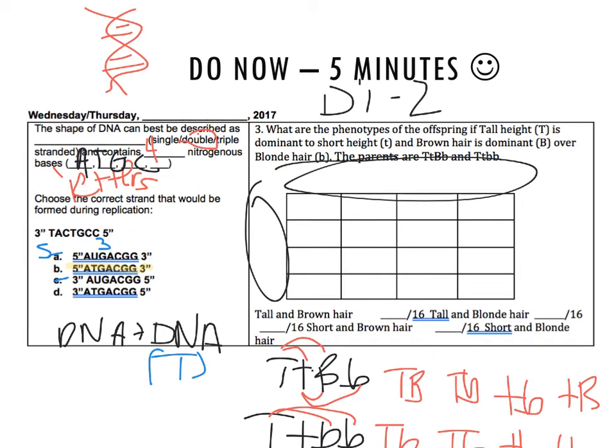Now, to get the offspring, what I would do is go ahead and make a key, right? So the first one, we're looking for tall and brown hair. Maybe put a check in all those. Next, we're looking for tall and blonde hair. Maybe put those in X, and so on and so forth. That should get you to the right answer.